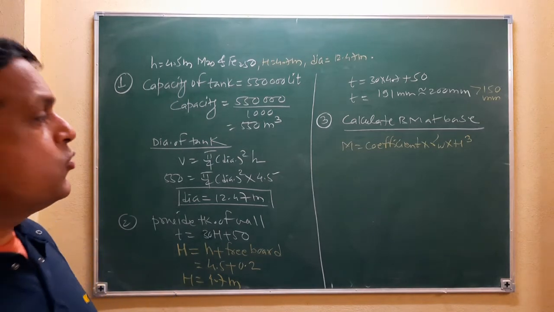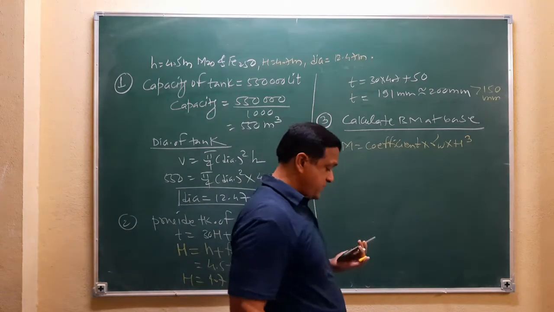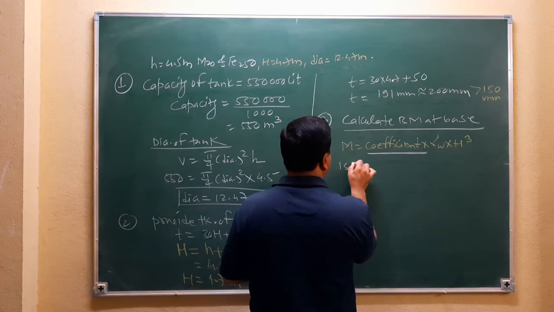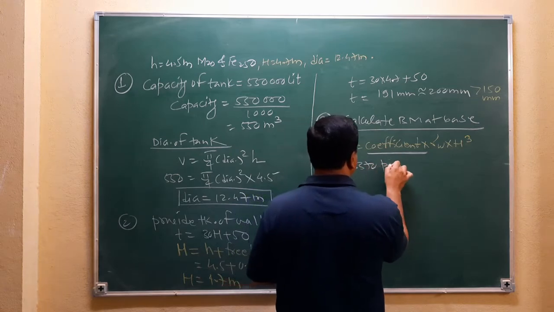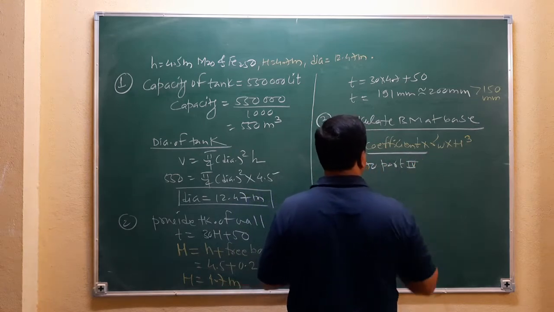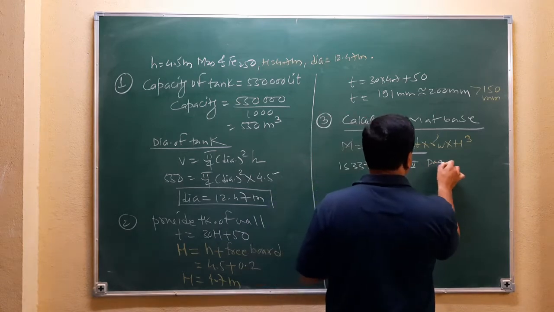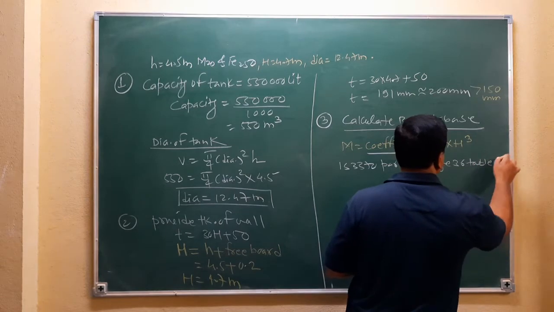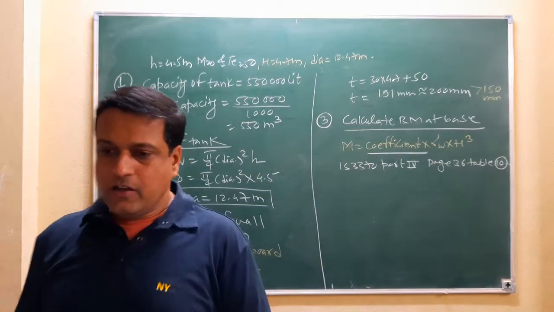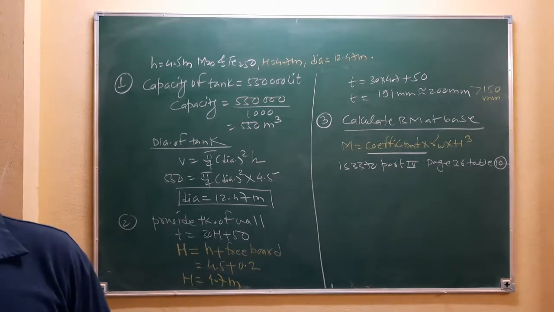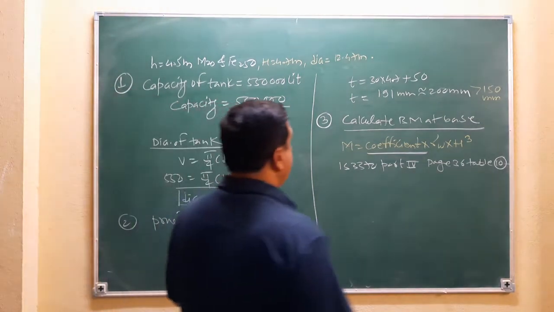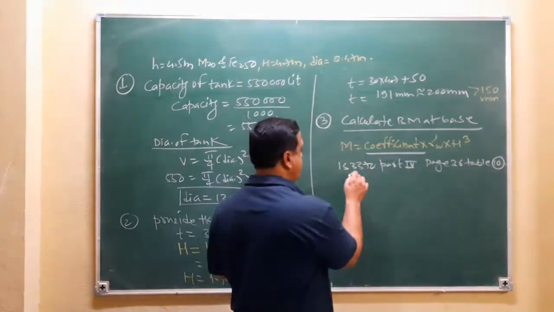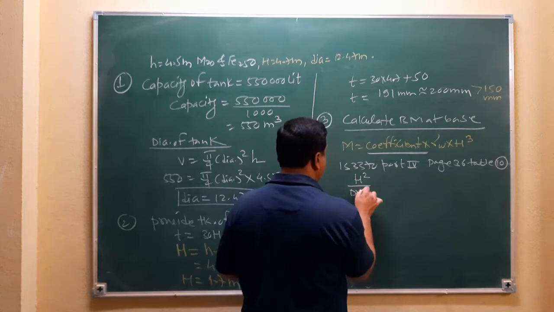Now how is the coefficient calculated? You have to take this coefficient from IS 3370 part 4, on page number 36 and table 10. This coefficient depends on the H square upon D into t ratio. So first we have to find out the H square upon D into t ratio.